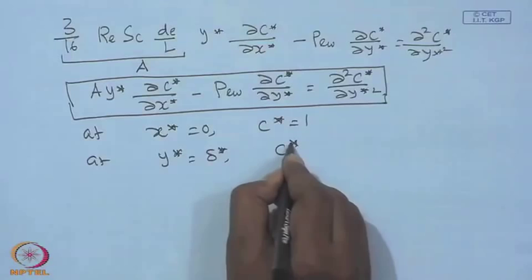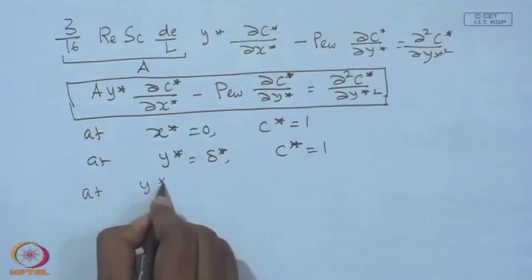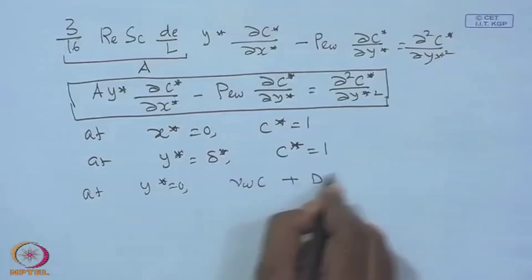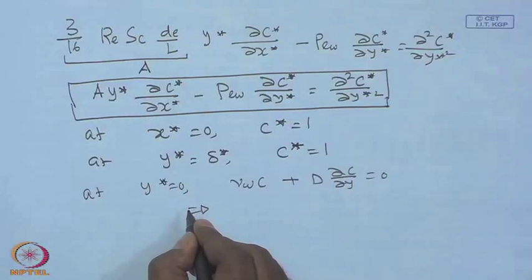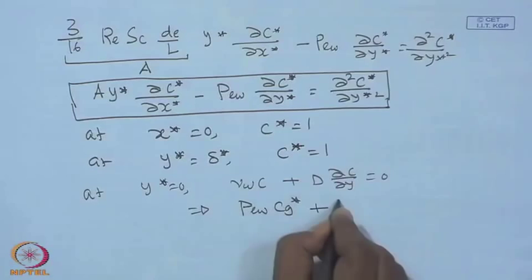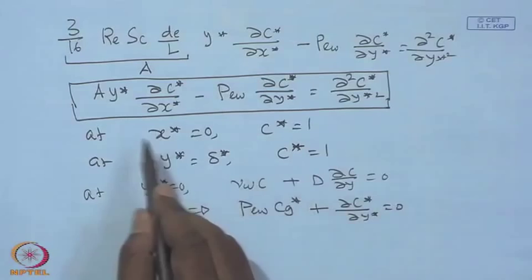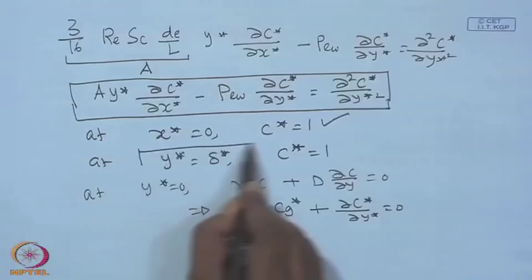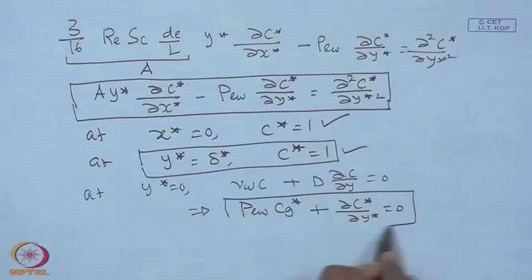Now, let us put at y star is equal to 0, v w c plus D del c del y is equal to 0. So that was the boundary condition at y equal to 0. So, therefore, we make it non-dimensional: Pe w c at y star is equal to 0 is c w star, that is constant, plus del c star del y star is equal to 0. So these three: this is the initial condition at x star equal to 0, this is the condition at y star is equal to delta star, and this is the condition at y star is equal to 0.